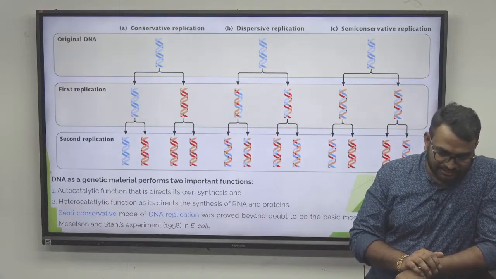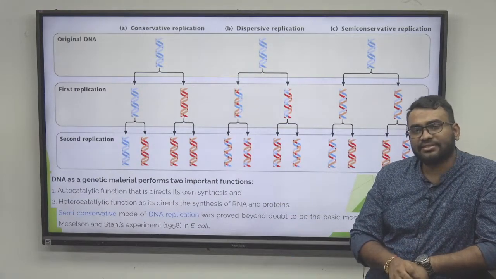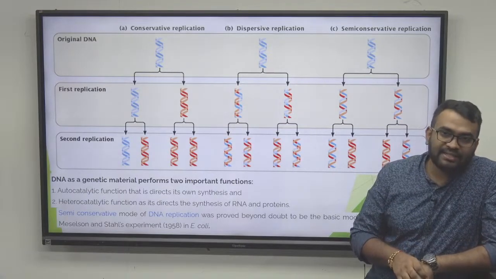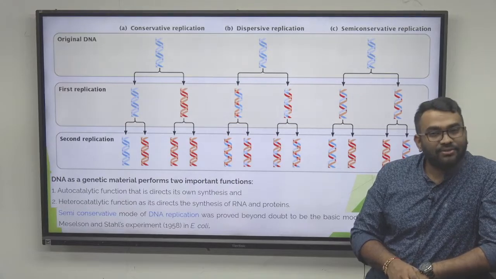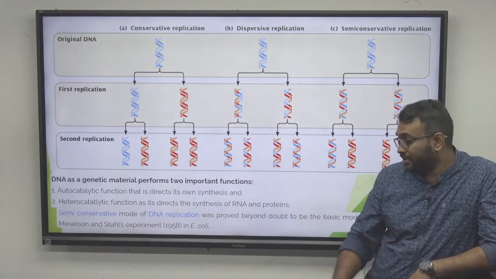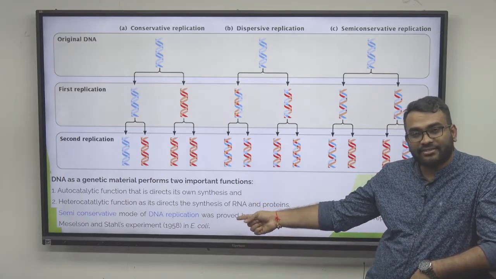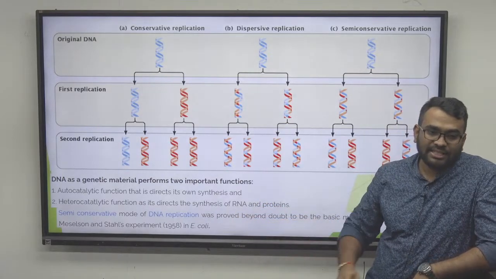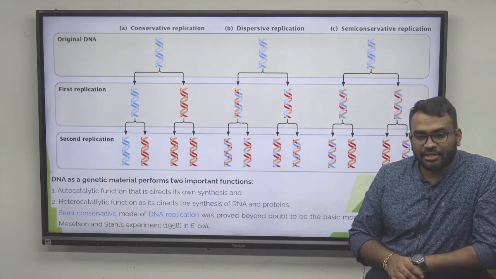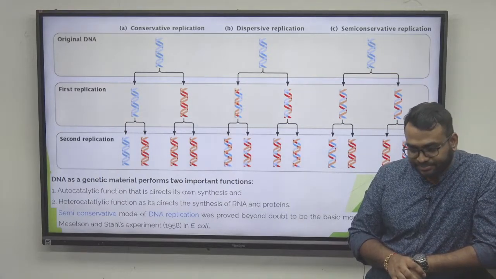So when a question comes, like explain this semi-conservative method of DNA replication, one way of starting is to mention who has given the evidence for this semi-conservative method of DNA replication. Even I have given it here, it is Meselson and Stahl. These are the people who proved to the world that the replication method is semi-conservative.